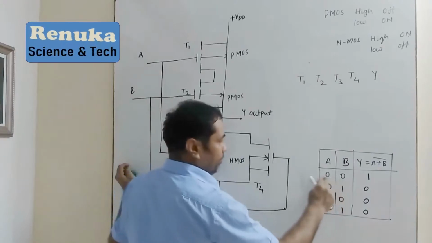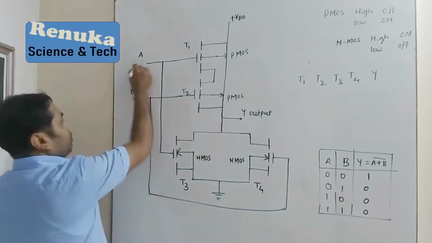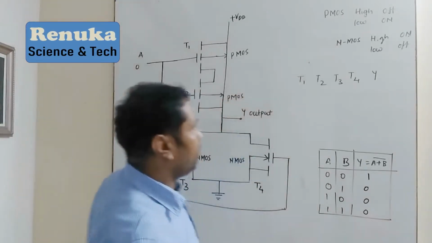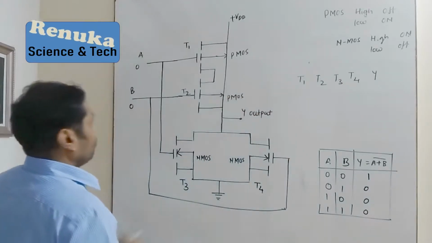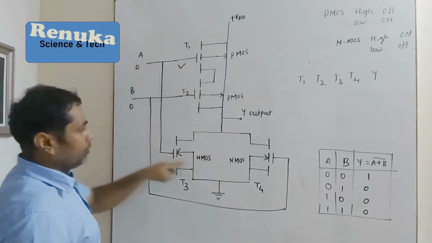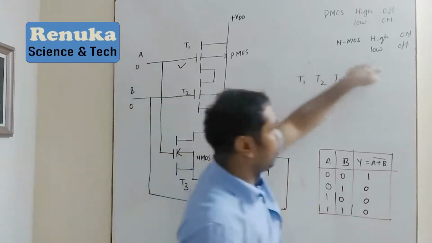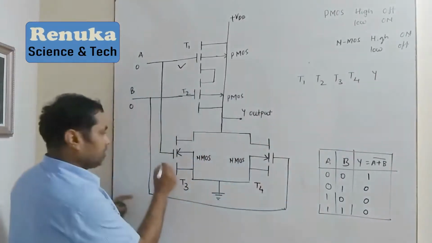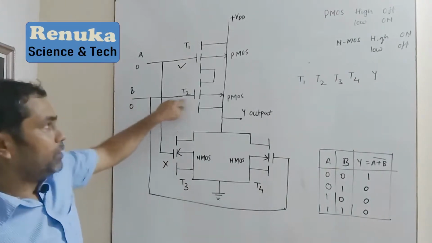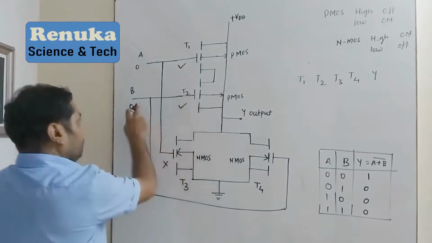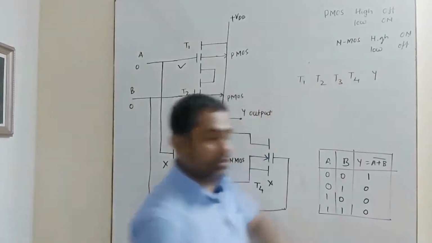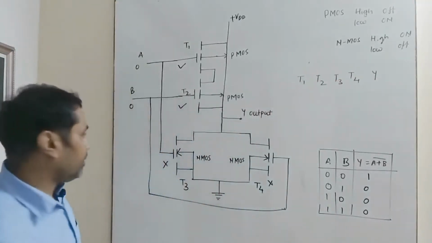So the first condition is if both the inputs are low. So A is connected to 0 and B is also connected to 0. The same sentence we have to remember: if PMOS is connected to low, it will be on. So transistor T1 will be on for A. The same A, which is low, is connected to NMOS. NMOS, if it is connected to low, will be off. So this transistor will be off. B is connected to the gate of T2, which is PMOS, so it will be turned on. The same B is connected to NMOS, which will be off. So these are the conditions.